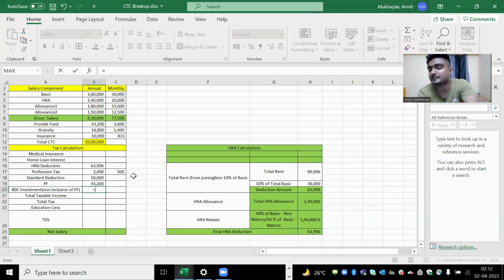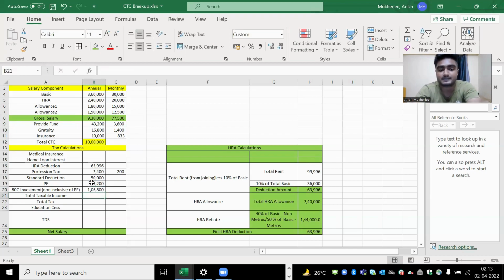Now in section 80C we are able to claim 1.5 lakhs, and my PF is included in that. So what is the remaining amount that you need to invest per month to avail the maximum tax benefits? I will just subtract the PF amount, since it is already included in my 1.5 lakhs in 80C. This is the amount that you need to invest throughout the year. The entire amount that you need to invest in section 80C is 1,06,800 rupees.